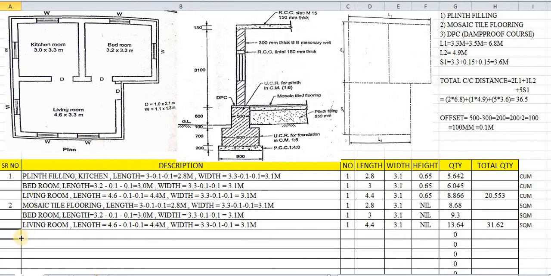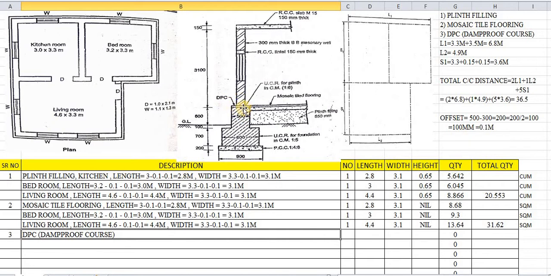What is the next thing? The third important calculation is DPC. So we will take this directly as DPC. Again, the most important is DPC. It has a very negligible thickness, that is, the thickness of mosaic tile flooring and the DPC are almost the same. So DPC will be measured in square meters because the thickness is very small.